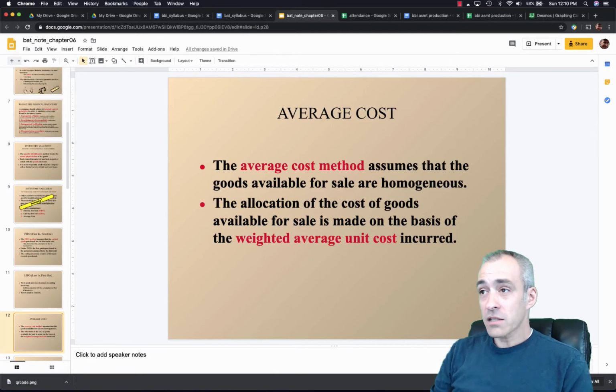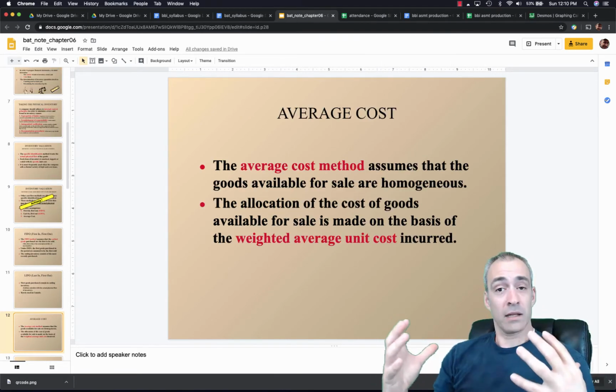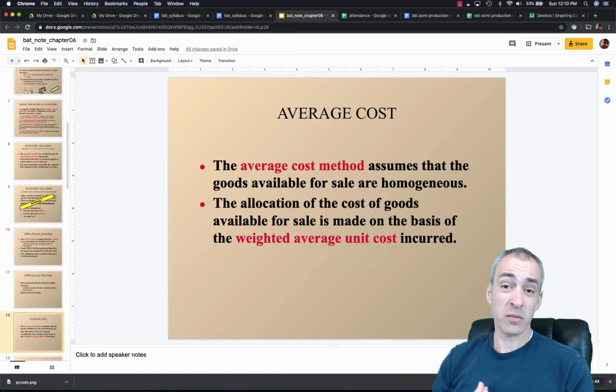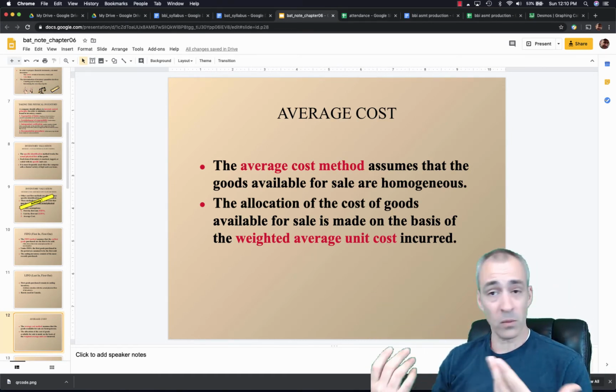And then average cost is you just pile it all in a big pool and mathematically figure out the total that was available, total units, total value, and you just come up with the cost per unit, per pound, per whatever.